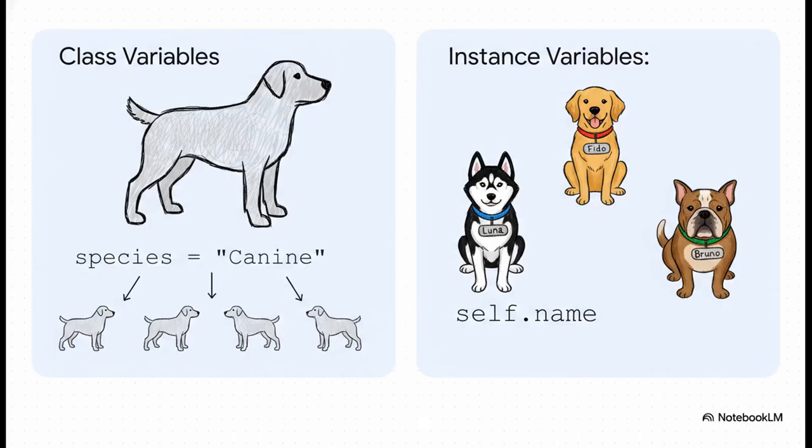So this is a really crucial difference to understand. A class variable, like species, belongs to the blueprint itself. That means it's shared by every single object you create from that class. But an instance variable, like self.name, is totally unique to each specific object. So every dog is a canine, but each dog has its own name.